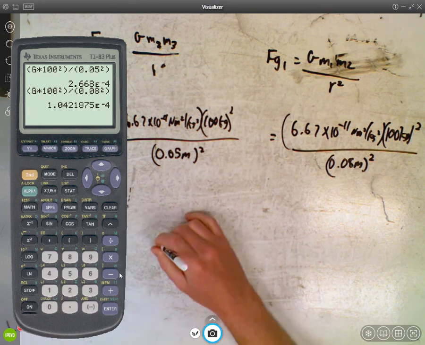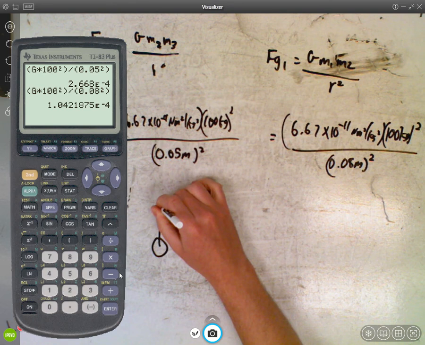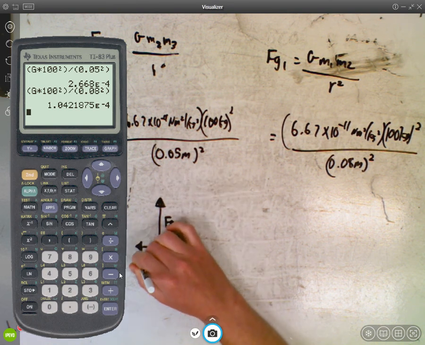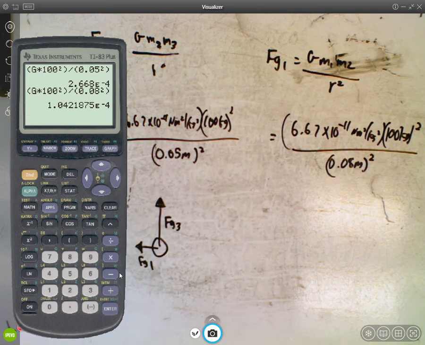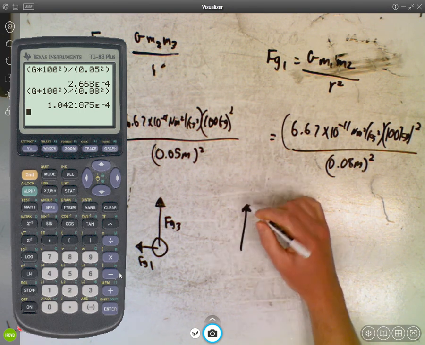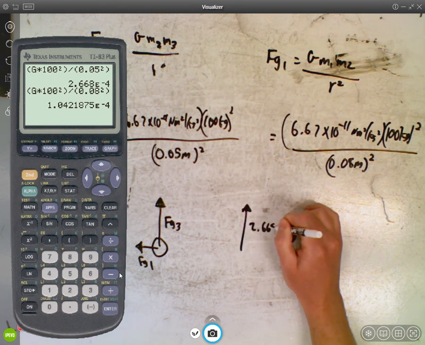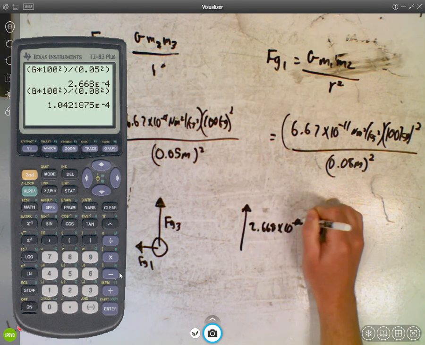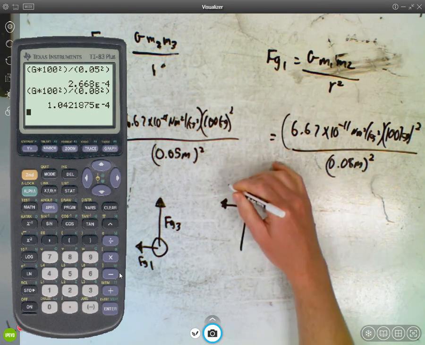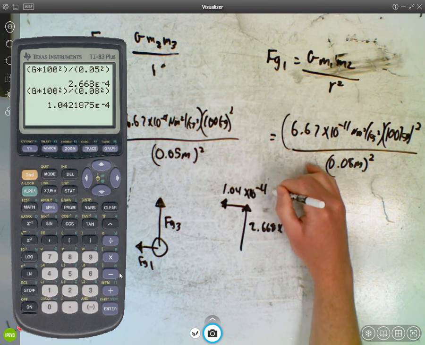So according to our free body diagram, FG3 was like that, and FG1 is like that. So we can't just add them together because it's a 2D question. So what we need to do is we need to add those two vectors tip to tail. So FG3 is like this, which is 2.668 times 10 to the negative 4 newtons. And then FG1 is like this, which is 1.04 times 10 to the negative 4 newtons.